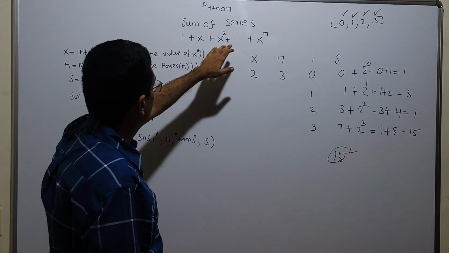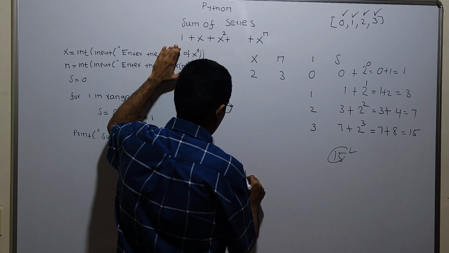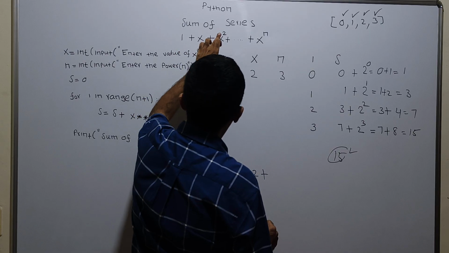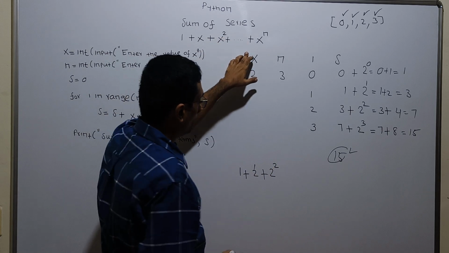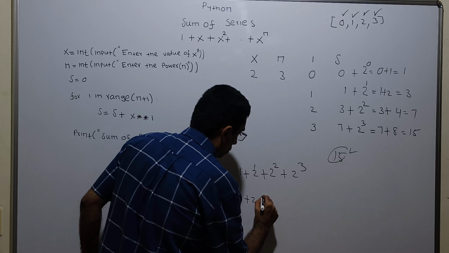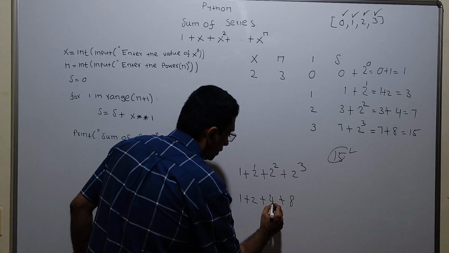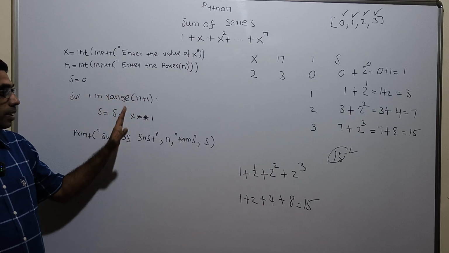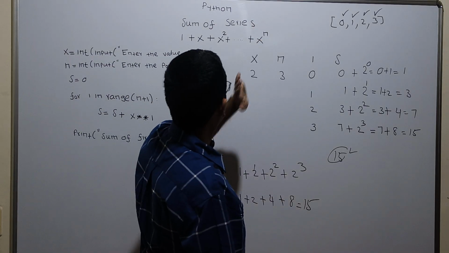We will check physically. See the series. The x value is 2, n is 3. I am writing 1 plus x. What is the value of x? Which is 2, plus 2 square. This is 2 power 1. This is 2 square, plus up to n, which is 2 cube. You calculate this: 1 plus 2 plus 4 plus 8, which is 1 plus 2 is 3, 3 plus 4 is 7, 7 plus 8 equals 15. That's it. The program logic is correct. It will work perfectly for any n and x values.